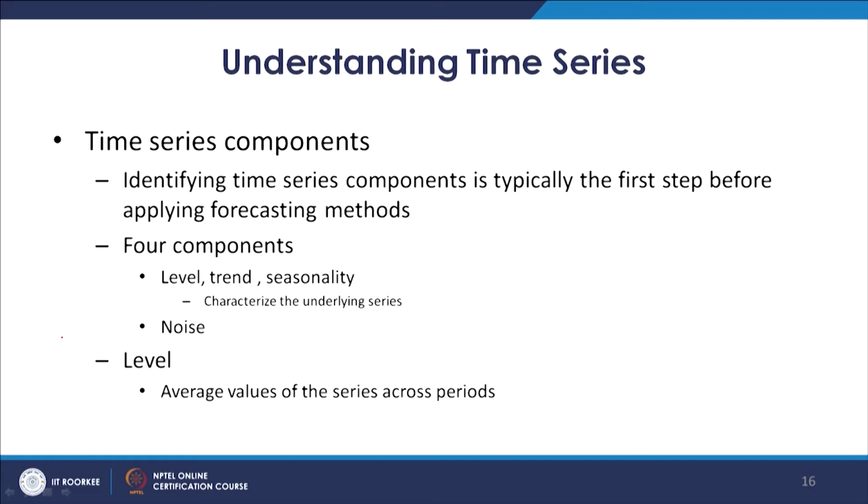Then we started discussing each of these 4 components one by one. Let us again discuss the first component, that is level. As we discussed in the previous lecture, level is the average value of the series across periods. This gives us an indication about the overall average level of the values taken by the time series. That indication we get from the level of the time series.